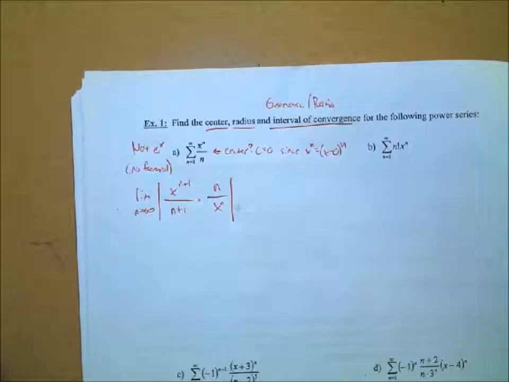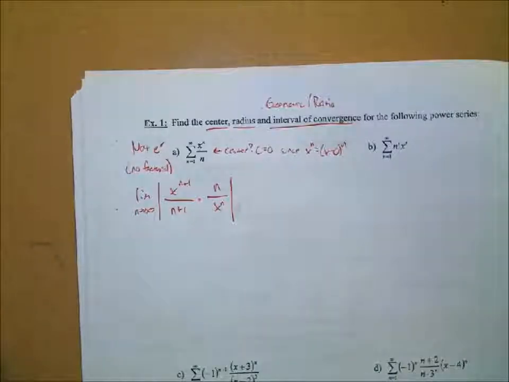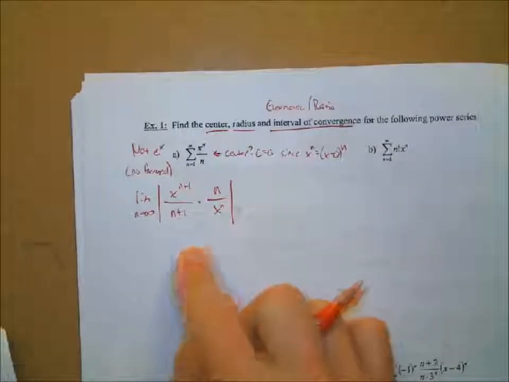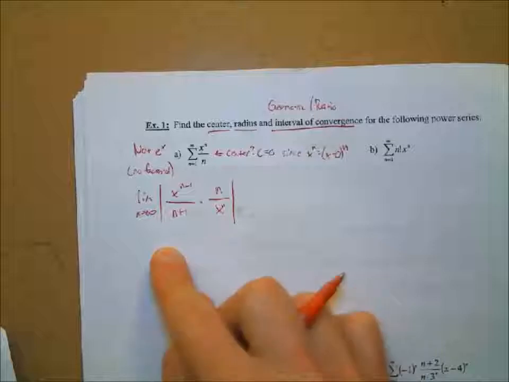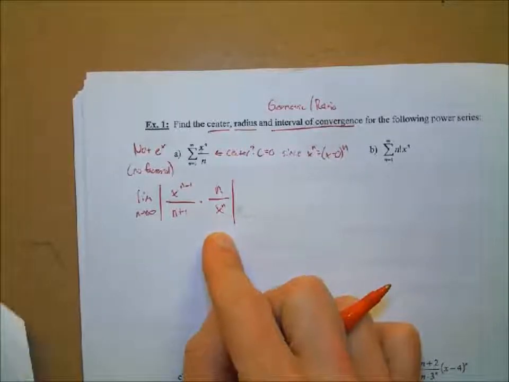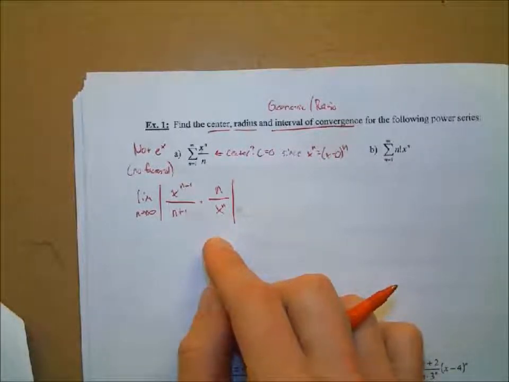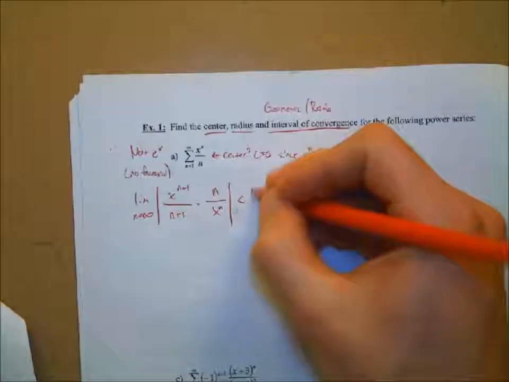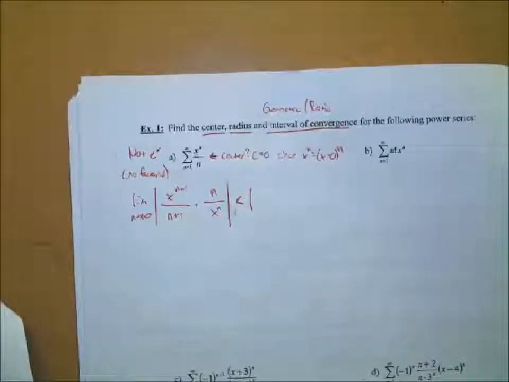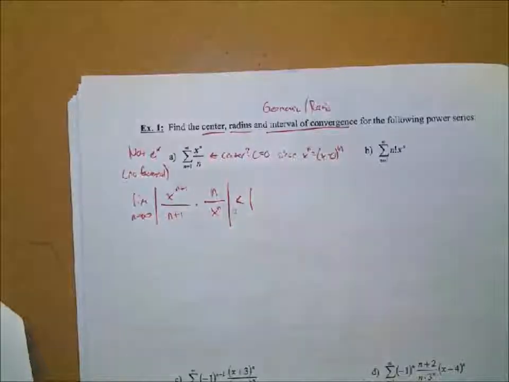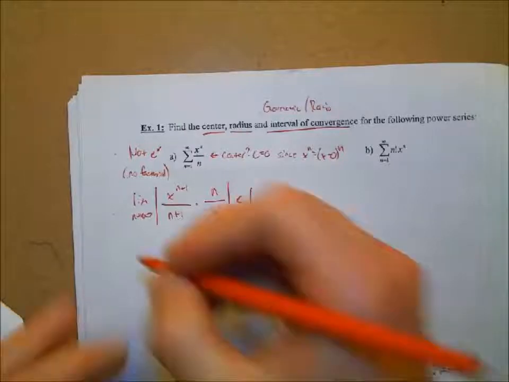Of course for the ratio test, we're looking for the interval of convergence, so we want this quantity to be what? For a ratio test, we want it to be less than 1. Remember, ratio test is like a geometric test in a sense. So let's simplify this.